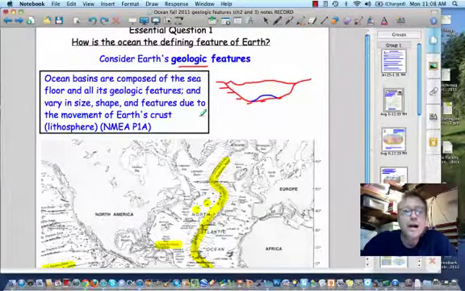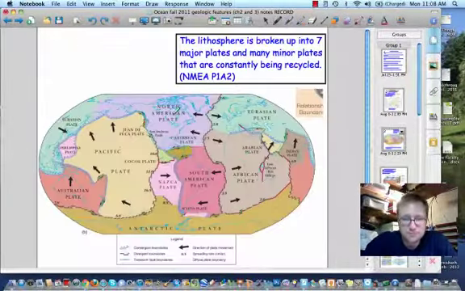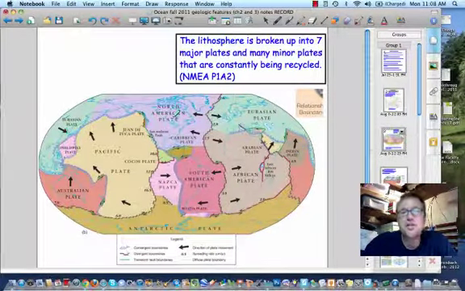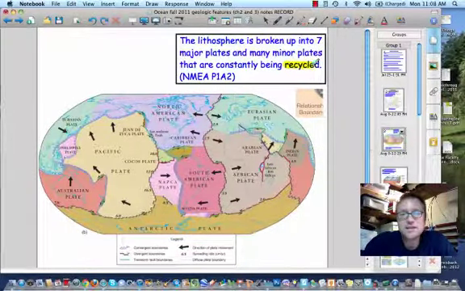So, how did these features come to be? They have to do with the movement of the Earth's crust. The Earth has this outer crusty layer called the lithosphere, and that crust is broken into plates. This is what we know now, that our outer crust of the Earth is broken into plates. On Earth, there are 7 major plates with some minor plates, and these plates are constantly moving around and constantly being recycled. Here's the Pacific plate. It's moving in a general northwest direction.